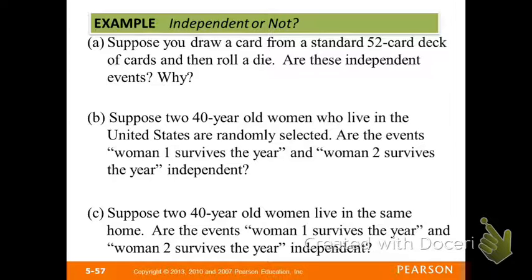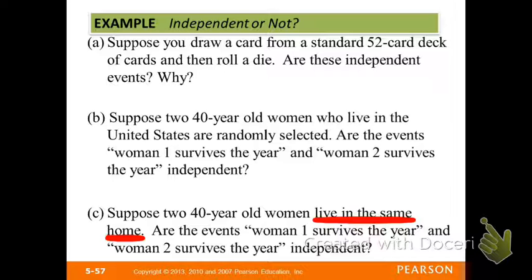And this is an example where, I really don't love this example, but it's the example that the textbook gave us, so we can assume that there are going to be some problems and questions like this in homework and test questions that come up. Because they live in the same home, we can assume that there are things that could happen to woman 1 that would affect woman 2.